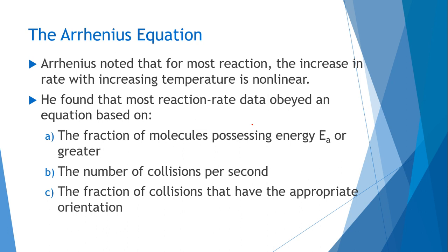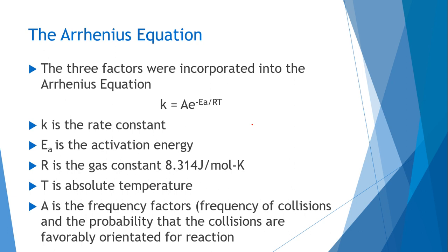The first, the fraction of molecules possessing energy had to be equal to the activation energy or greater. He also noticed that the number of collisions per second played a role, and the fraction of collisions that had the appropriate orientation also played a role. So all of this information was actually collected into an equation that, again, we will solve in the next class. k, which is our rate constant, equals A, our frequency factor. So this is where the number of collisions and correct orientation play a role.